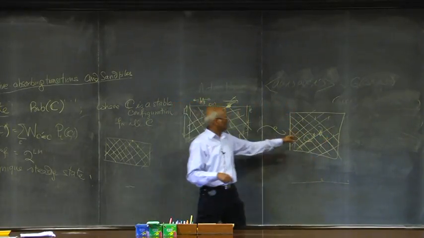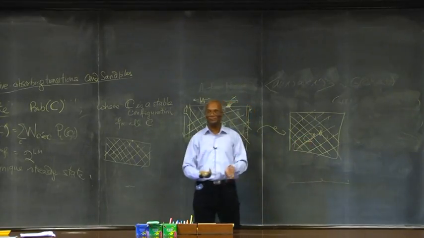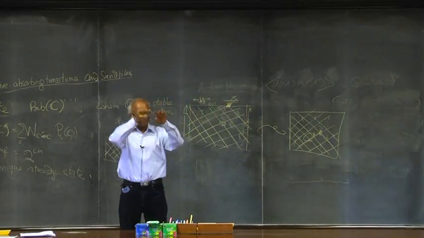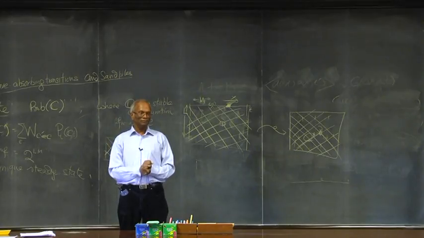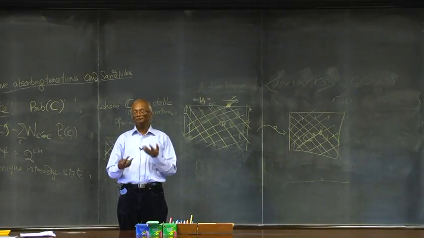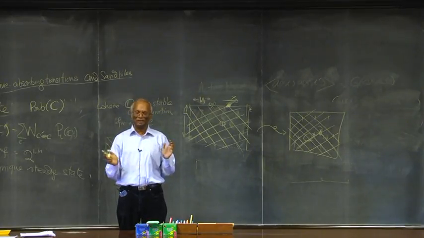Then I look at these ones and see, is it 1 now, then it must have been 0 before and vice versa. And then you can go down in this way, and there is a unique C for any given C prime.